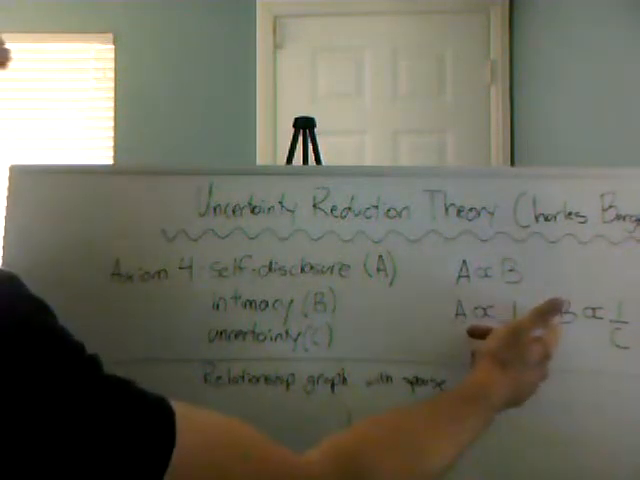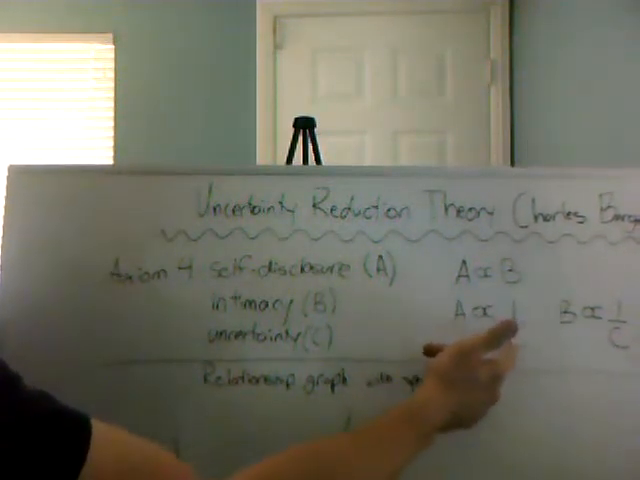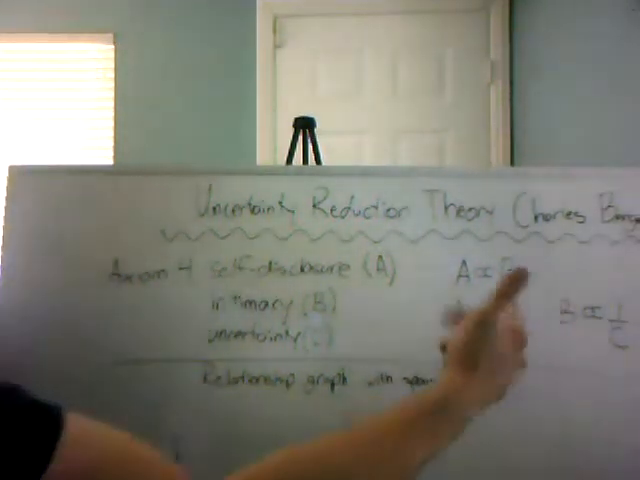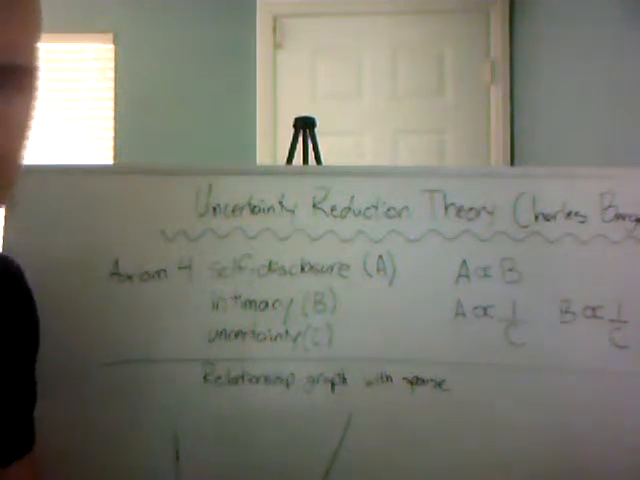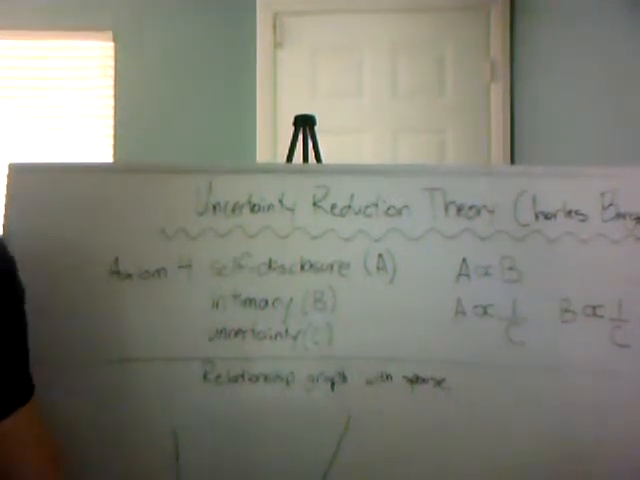Intimacy, or B over here, and self-disclosure, A, are inversely proportional to uncertainty, or C. So when one goes up, the other one goes down. That's pretty easy to understand. So simply, when self-disclosure is high, so will the intimacy level, and uncertainty will be low.